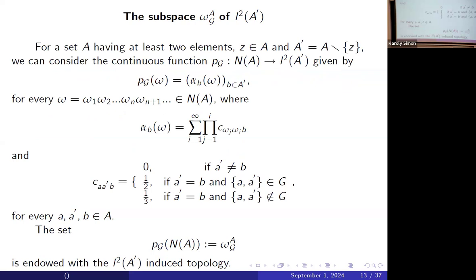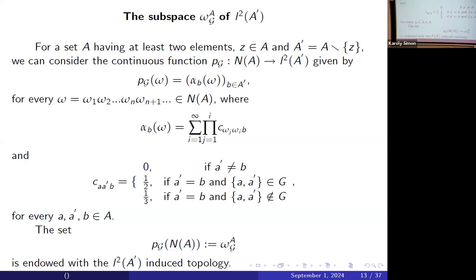The first step is to construct a function from the Baire space into little l2. But in order to describe this function, let me explain this. We need this notation. So we have a' in A prime, and b in A. And by c(a', b), I mean zero if a' is not b. And otherwise, the constant will be 1/2 or 1/3 according to the case when the set consisting of a and b is in G or not.